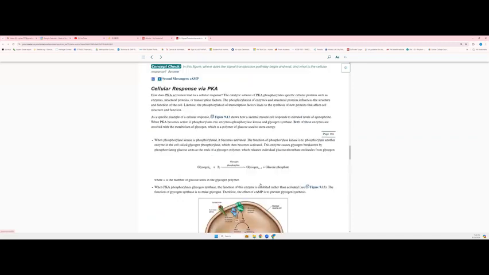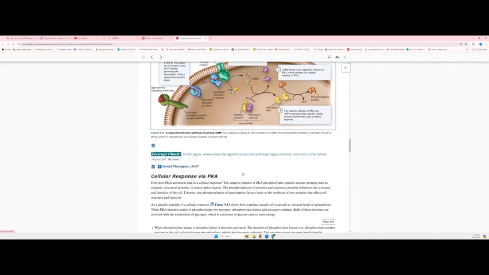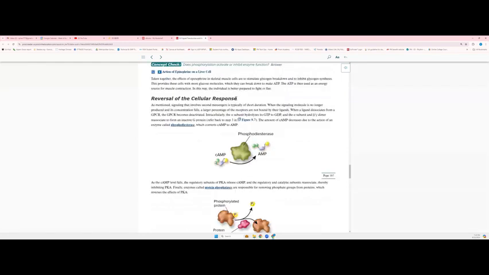And then this cAMP will become less. cAMP will be catalyzed by some kind of enzyme and converted to AMP. So cAMP will become less. Since we need cAMP for the further downstream pathway, and the level of cAMP becomes less, the downstream pathway will become less and less. So it's a reversal of the cellular response.